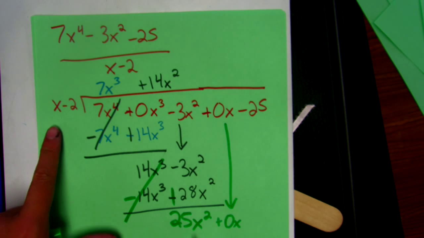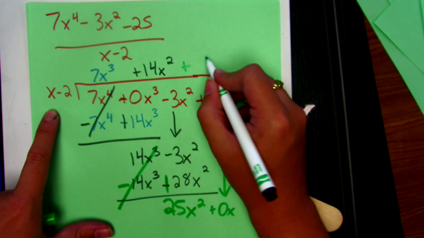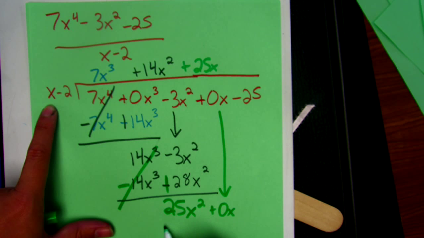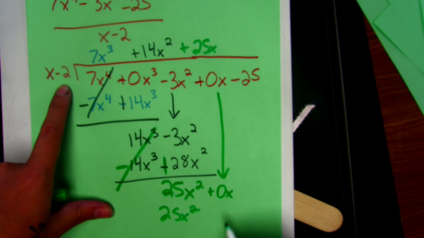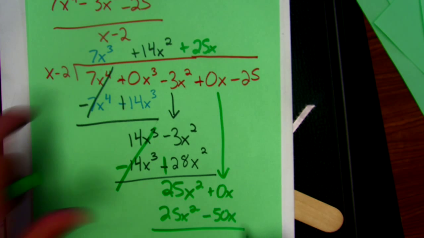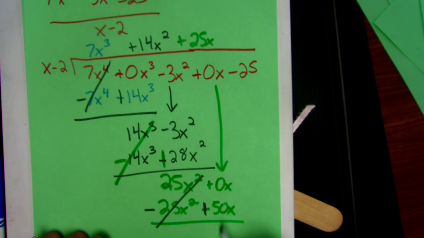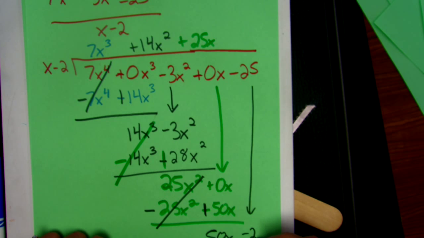So what times x is 25x squared? Well, 25x. So 25x times x is 25x squared. 25x times negative 2 is negative 50x. Now we are going to subtract. So this becomes minus, this becomes plus. This cancels, you've got 50x. Bring down the minus 25.